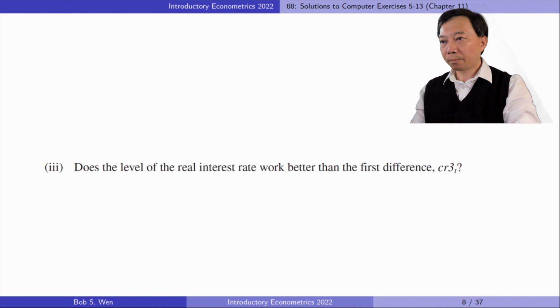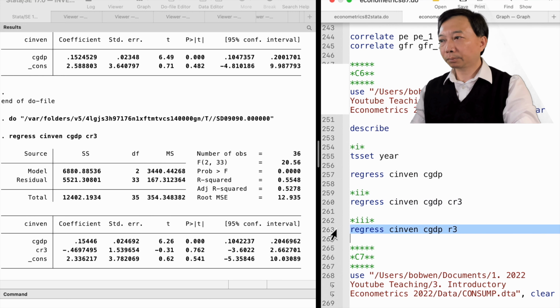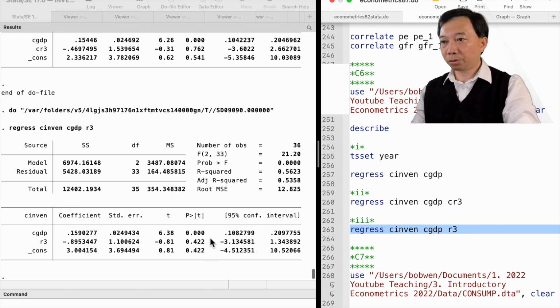In part 3, does the level of the real interest rate work better than the first difference? No, they give the same conclusion. We replace the change in the real interest rate with the level term of the real interest rate. The coefficient on the change in GDP changes a little and remains statistically significant, and the coefficient on the interest rate is statistically insignificant.